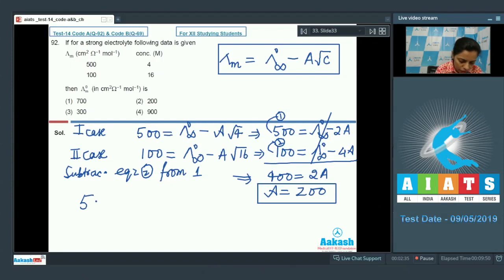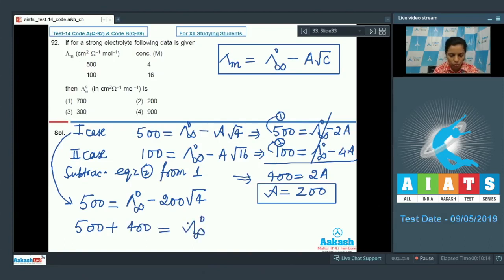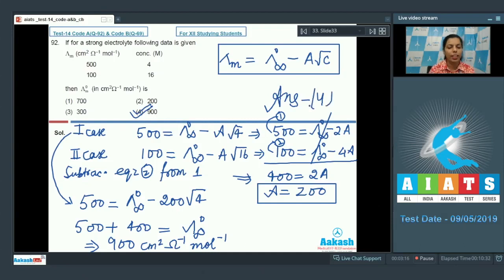Molar conductivity is 500 in the first case once again. That is equal to limiting molar conductivity, which we don't know, minus the value of A, which is 200, times root C, which is root 4 basically. So once again this is 2 into 2, 400. So it becomes 500 plus 400, that's equal to limiting molar conductivity. And this value is 900 centimeter square ohm inverse mole inverse. This is the final answer. This is given in option 4, so just choose option 4 as your correct answer.